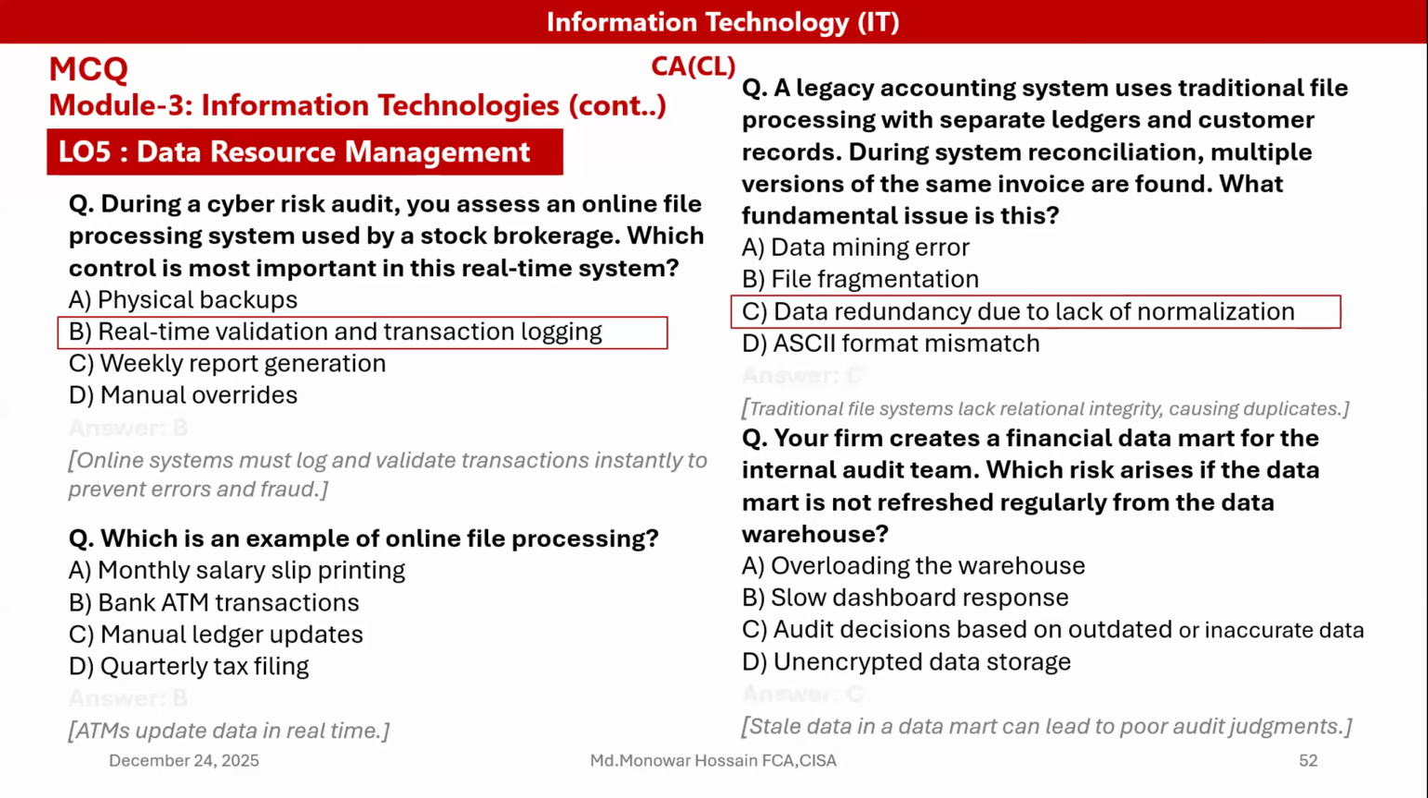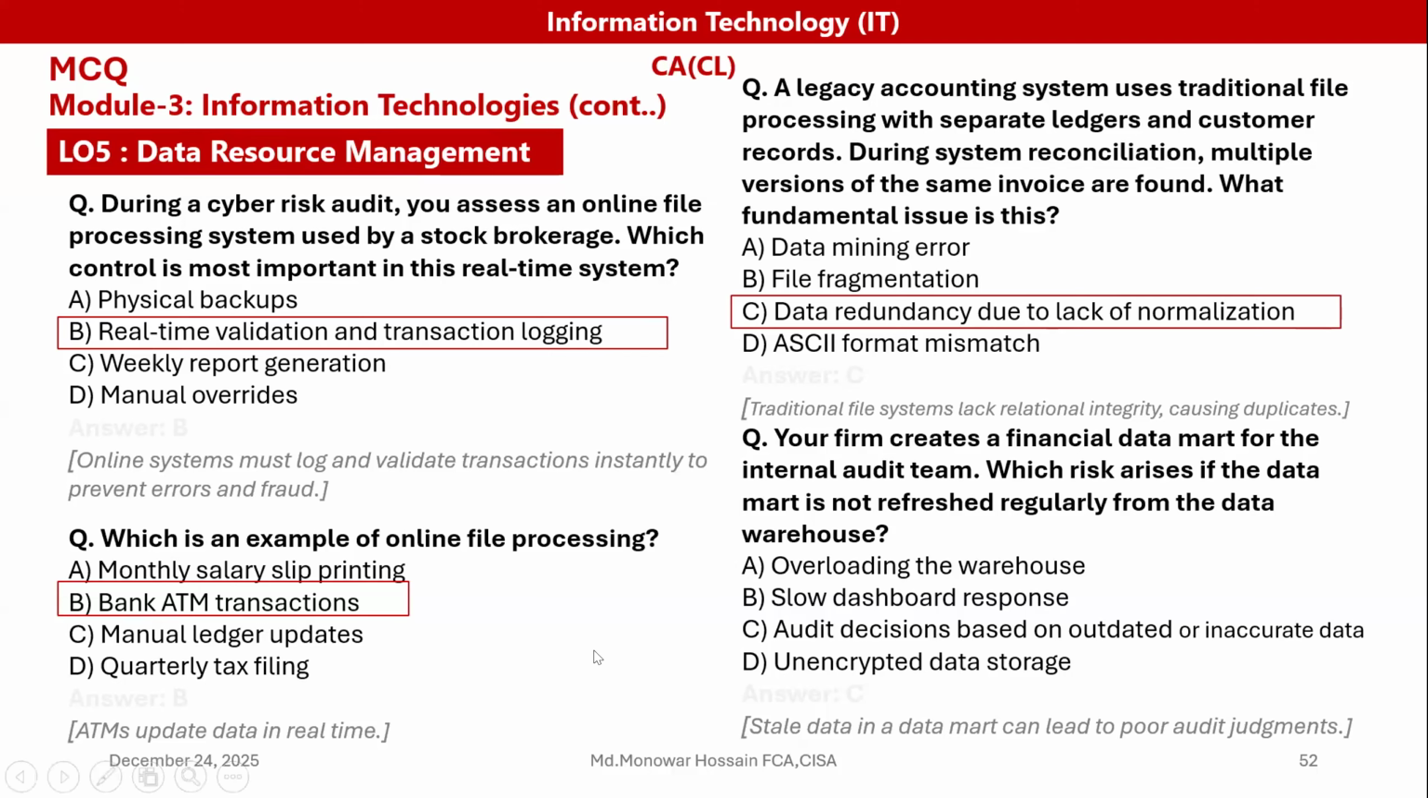Listen, here the data redundancy is due to lack of normalization. We know that traditional file systems lack relational integrity, causing duplication. Answer C. Now, which is an example of online file processing? B, yes, a bank ATM transaction. An ATM updates data in real time.